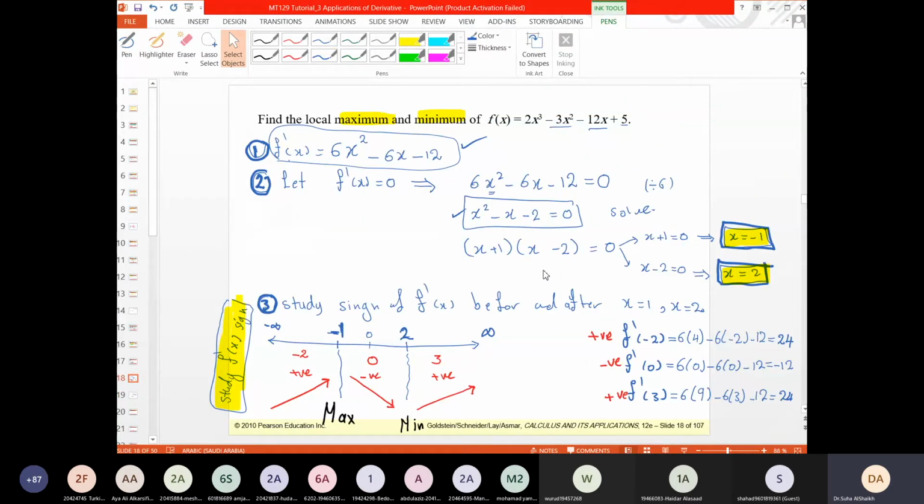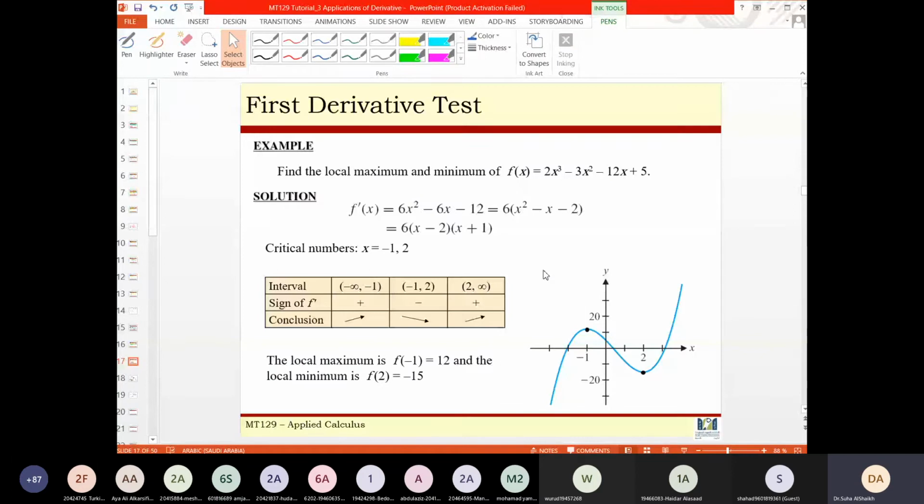Now in the slide, it is solved already. جاب f dash. They simplify it. They didn't show, and they make it equal to 0 and then they get two points, x is -1 and x is equal to 2. They study the sign of f dash before and after: increasing, decreasing, increasing, which means this is maximum, and this is minimum, which means إن عندي local maximum and عندي local minimum at those points.